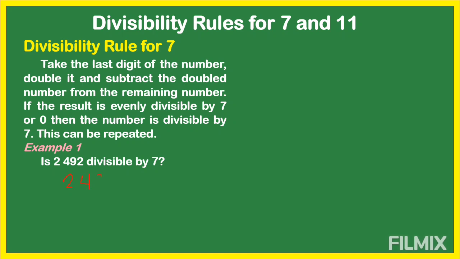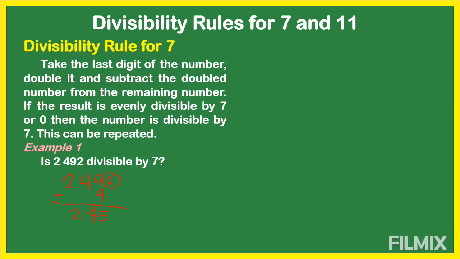2,492. Okay, it is said that we're going to take the last digit. Okay, we're going to double it, or multiply it by 2. Okay, 2 times 2, the answer is equal to 4. Then, subtract the answer from the remaining digits. Okay, the remaining digits are 249 minus 4. Okay, 9 minus 4, the answer is equal to 5. Just bring down 4 and 2.